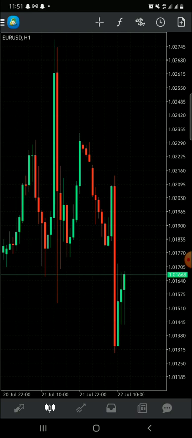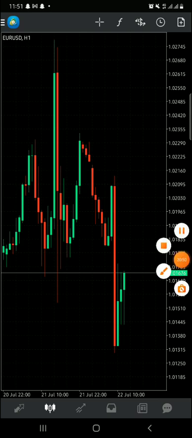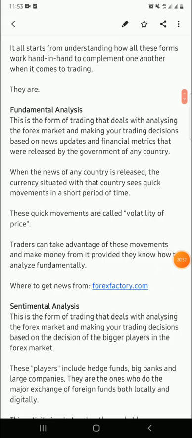So as a technical analyst, as a fundamental analyst, you'll be able to know when high impact news wants to affect the market, and then you just try to take advantage of it. So let's go back to our book. Right now, let's click on the forexfactory.com link and check out the website.